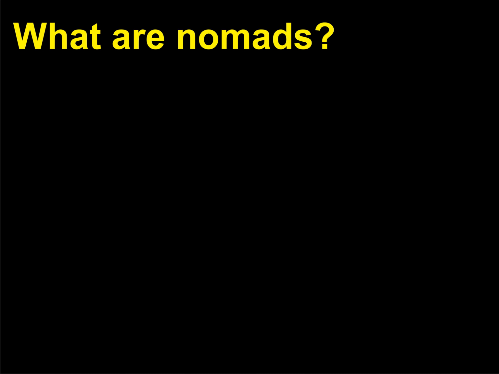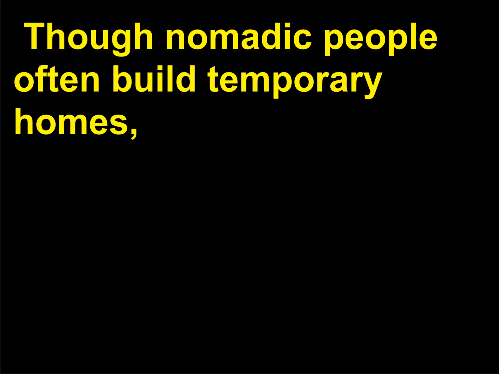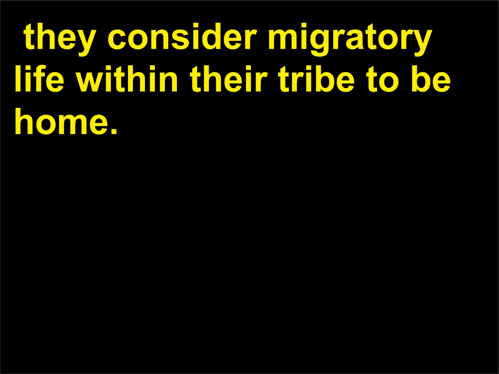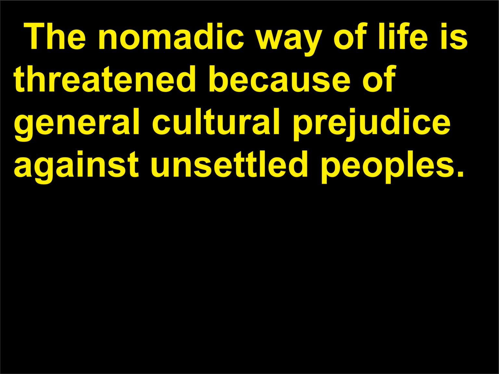What are nomads? Nomads are tribes that migrate in a seasonal circuit over a large region. Though nomadic people often build temporary homes, they consider migratory life within their tribe to be home. Nomadic tribes are located in marginal areas around the world, from the Sahara Desert to northern Siberia. The nomadic way of life is threatened because of general cultural prejudice against unsettled peoples.